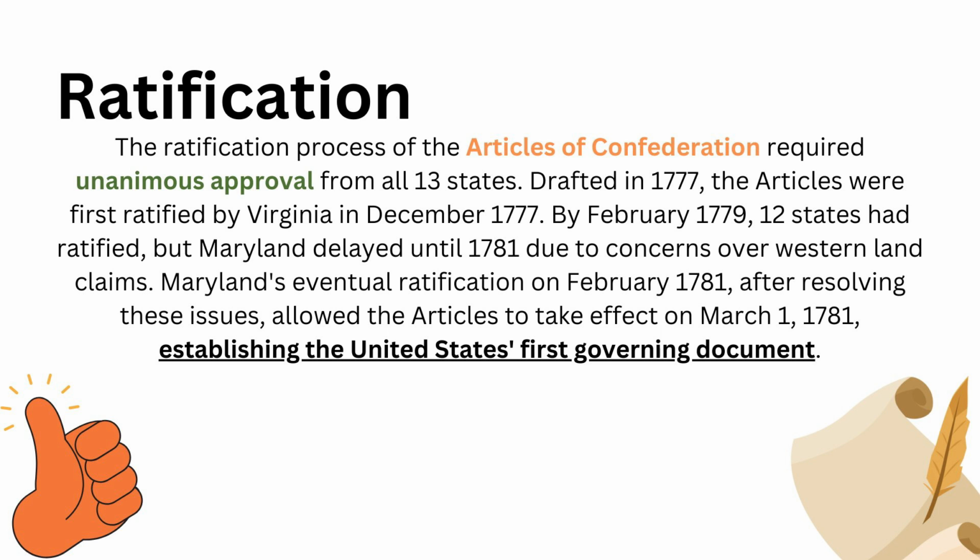The ratification process of the Articles of Confederation required unanimous approval from all 13 states. Drafted in 1777, the Articles were first ratified by Virginia in December 1777. By February 1779, 12 states had ratified, but Maryland delayed until 1781 due to concerns over Western land claims. Maryland's eventual ratification in February 1781, after resolving these issues, allowed the Articles to take effect on March 1, 1781, establishing the United States' first governing document.